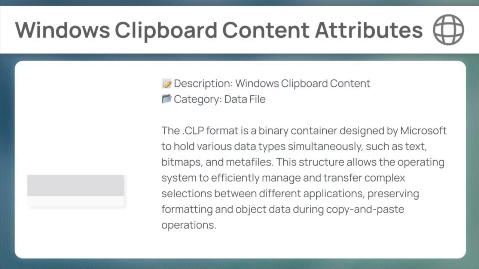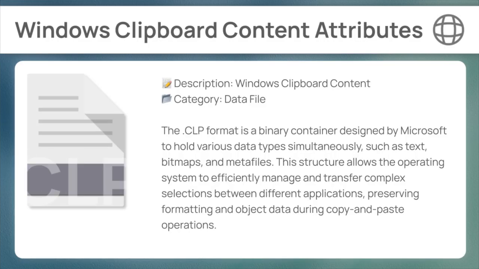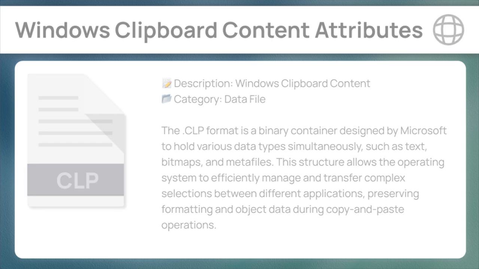The CLP format is a binary container designed by Microsoft to hold various data types simultaneously, such as text, bitmaps, and metafiles. This structure allows the operating system to efficiently manage and transfer complex selections between different applications, preserving formatting and object data during copy and paste operations.